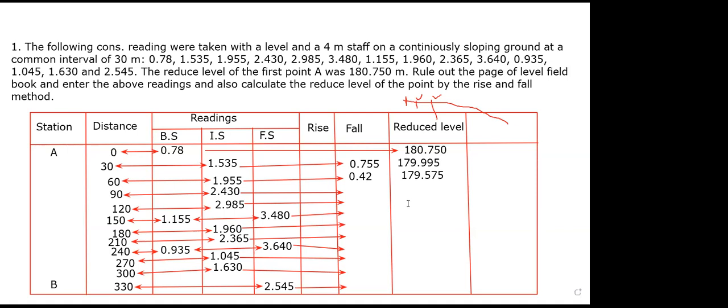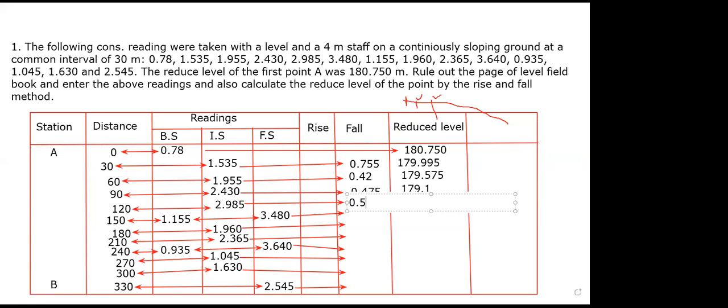कलिमेशन मेथड में डिस्टेंस 60 के लिए रिड्यूस लेवल क्या आया था? Same. Next, for 90, what is the value of fall? 0.475. Okay, ठीक है, और रिड्यूस लेवल? 179.1. Good. The fall value for 120?